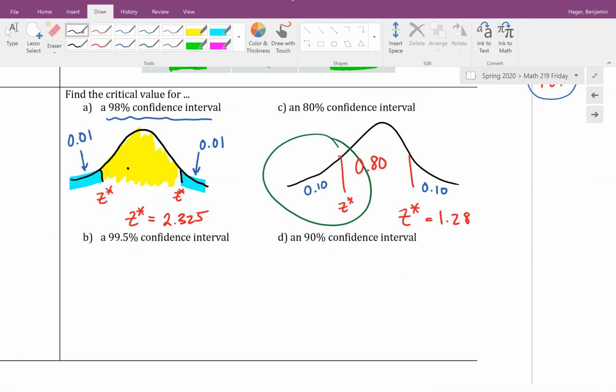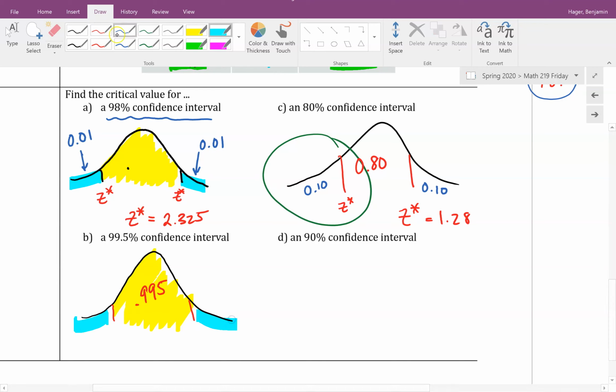For a 99.5% confidence interval, I'm trying to block off 0.995, 99.5% in the middle, which means the leftovers make up the last 0.5%. So between the two of these together, they make up 0.005. If you cut that in half, this one arm is 0.0025 and this is 0.0025.